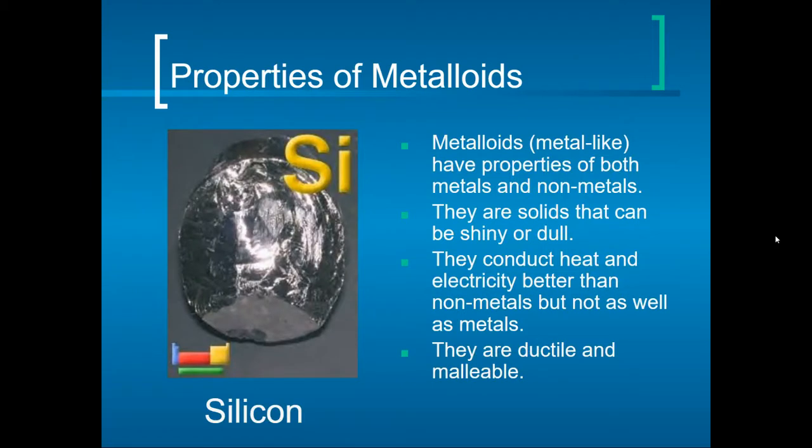All right, so metalloids are metal-like substances, and they have properties of both metals and nonmetals. They are solids that can be shiny or dull. They conduct heat and electricity better than nonmetals, but not as well as metals. And they are ductile and they are malleable.